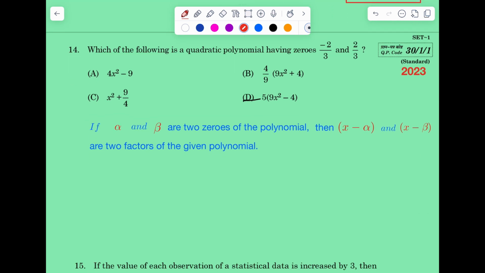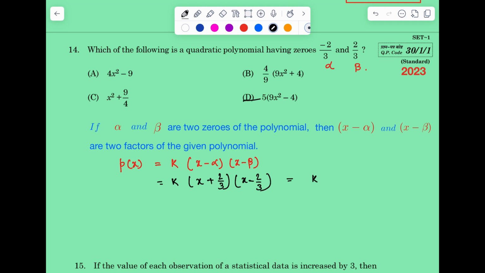Number 14. Which of the following is a quadratic polynomial having zeros? Zeros of the polynomial, let it be alpha and beta. Alpha is equal to minus 2 by 3 and beta is equal to 2 by 3. If alpha and beta are two zeros of the polynomial, then x minus alpha and x minus beta are the two factors, and we write the polynomial p of x as any constant k times x minus alpha into x minus beta. That means we can write this as k times x plus 2 by 3 into x minus 2 by 3.